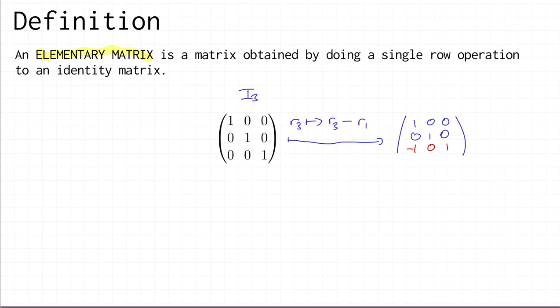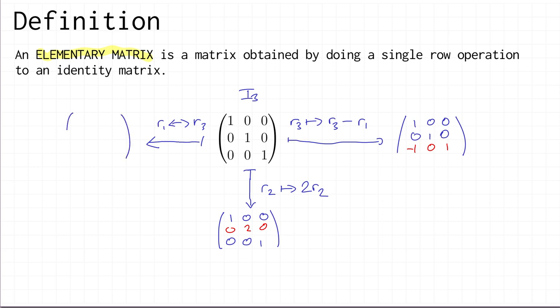Let's see some more. If I take the row operation which sends row 2 to 2 times row 2, then we get an elementary matrix where row 1 didn't change, row 3 didn't change, but in row 2 we got 0, 2, 0. So there is our second example of an elementary matrix. And for our final example, we'll do a row swap. Let's say we do the row operation which swaps row 1 and row 3. Then this matrix will go to a matrix where row 2 didn't change, and row 3 became row 1, and row 1 became row 3. So those are 3 examples of elementary matrices.